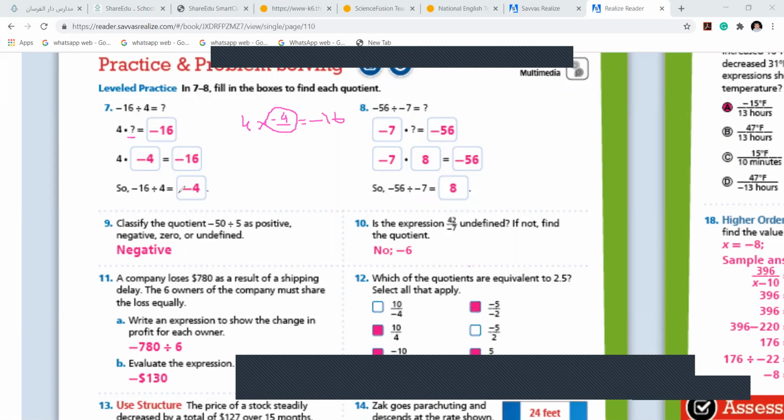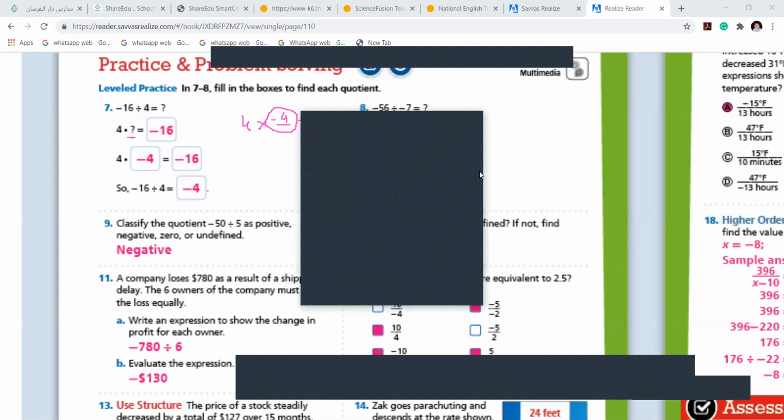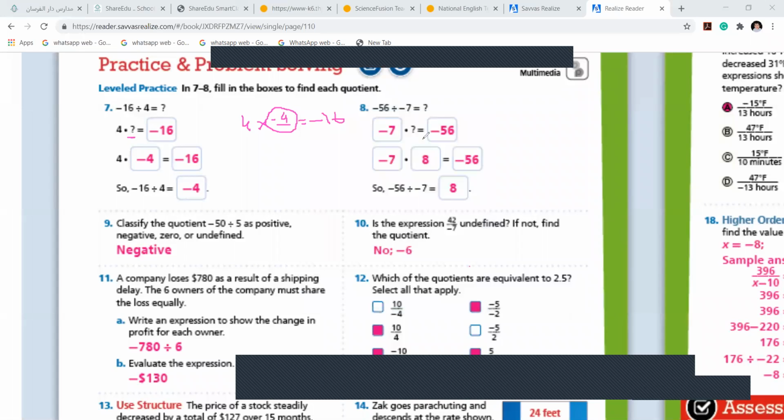Understood? Yes. Somebody's typing. No. My voice is lagging. No, I think maybe there is a problem in your internet because I think everything is okay here.